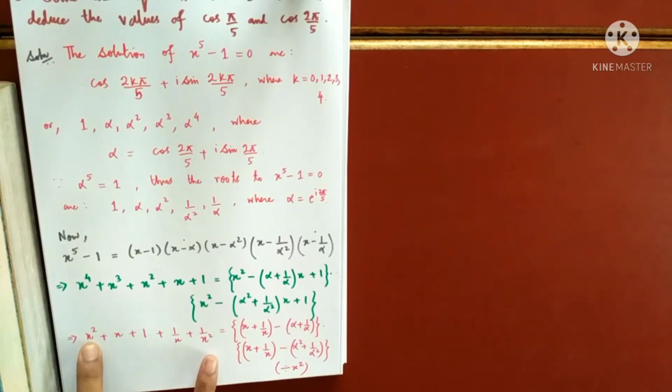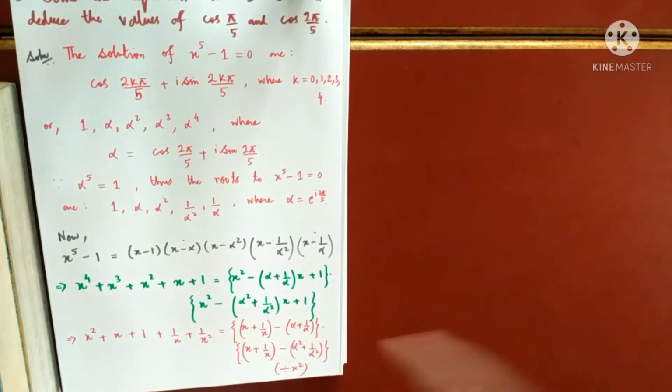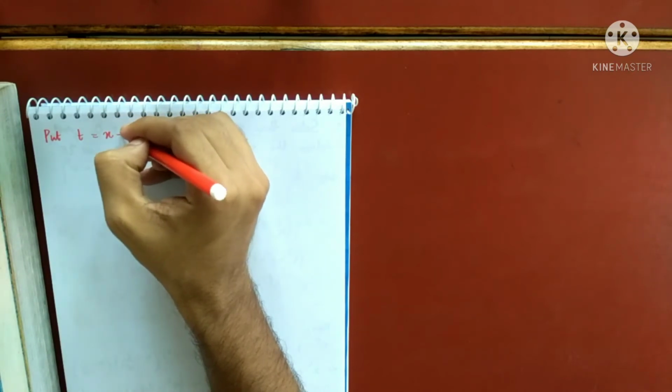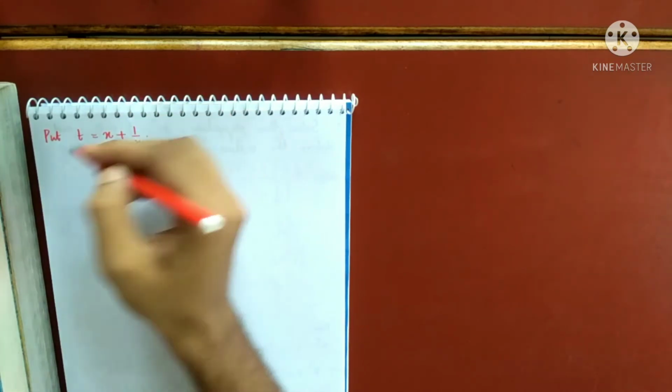You can write this as x square plus 1 by x square, x plus 1 by x plus 1. So you can rearrange them. Okay, so this rearranging can be done. You can do it, x square plus 1 by x square, x plus 1 by x plus 1. So let's put this as t. So put t is equals to x plus 1 by x.